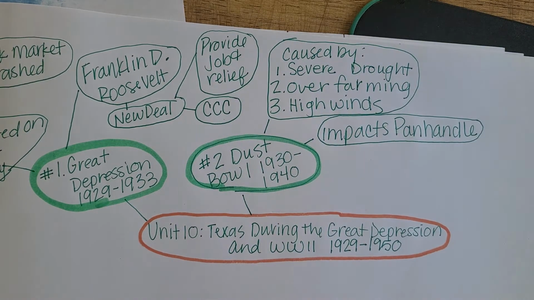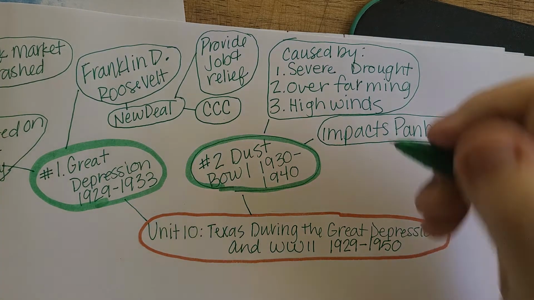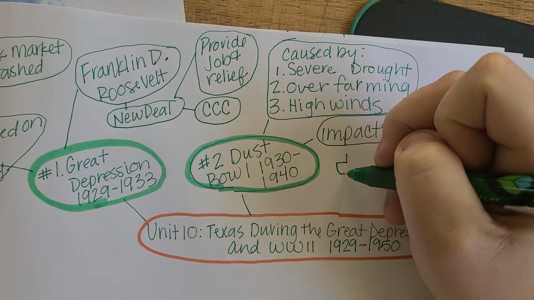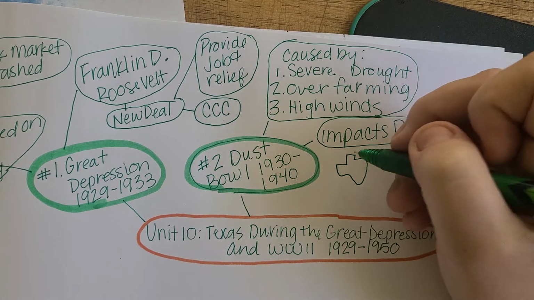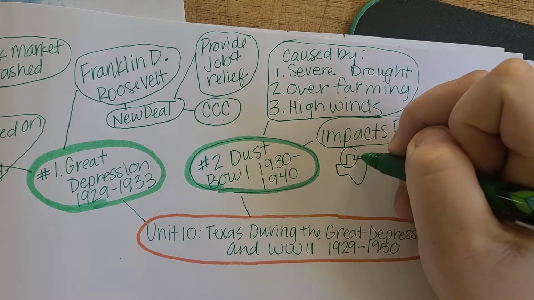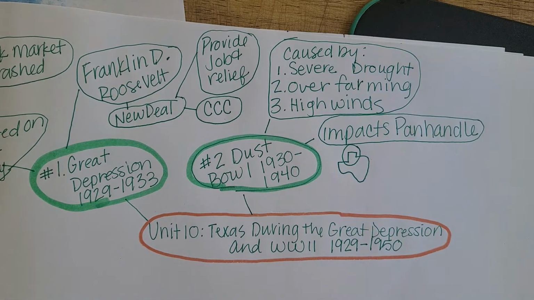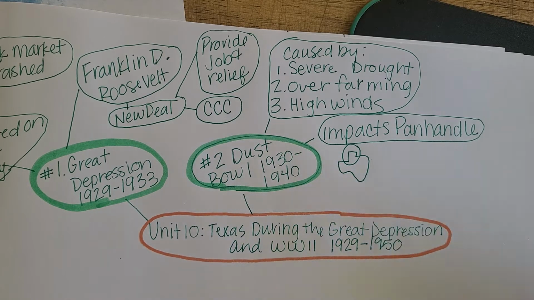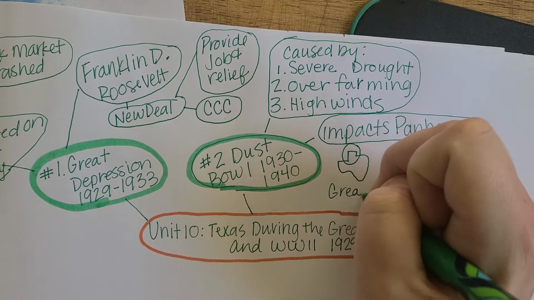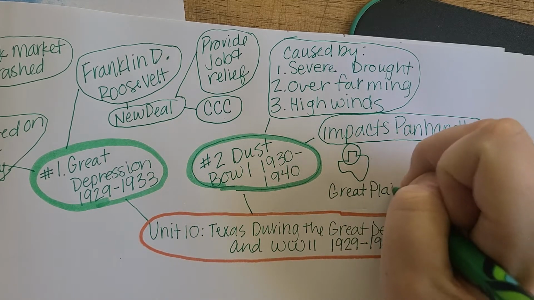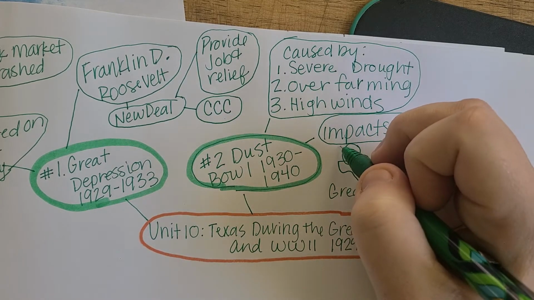Now, I'm going to draw a little Texas on my review, and you don't have to do the same, but you sure are welcome to. The Panhandle is this right here. That's what was impacted by the Dust Bowl the most. And so that is in the Great Plains, the Great Plains region of Texas.